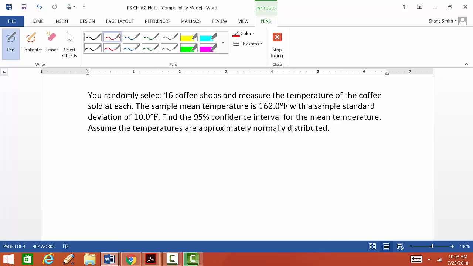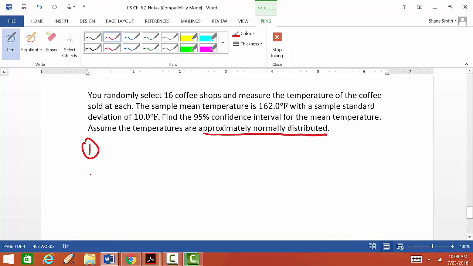So we randomly select 16 coffee shops and measure the temperature of the coffee sold at each. The sample mean temperature is 162.0 degrees Fahrenheit with the sample standard deviation at 10.0. Find the 95% confidence interval for the mean temperature. And we can assume the temperatures are approximately normally distributed. So even though we only have 16 coffee shops, we have the approximate normal distribution, so that's our go ahead.